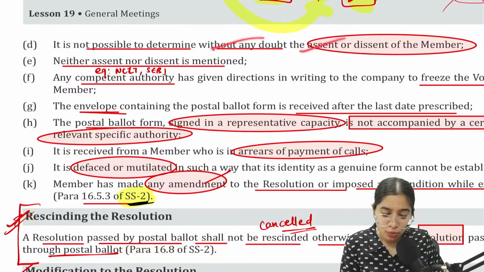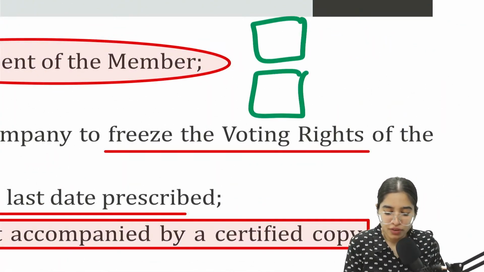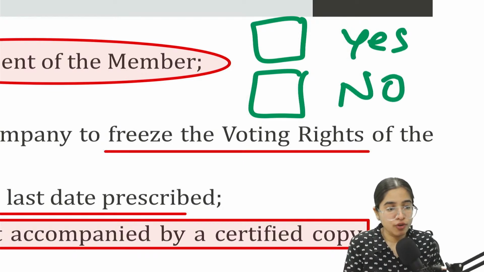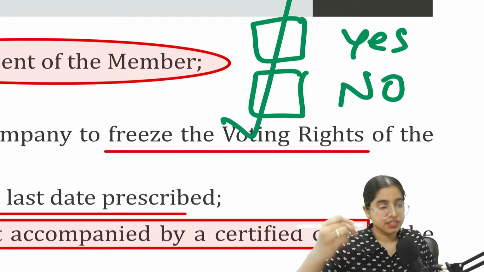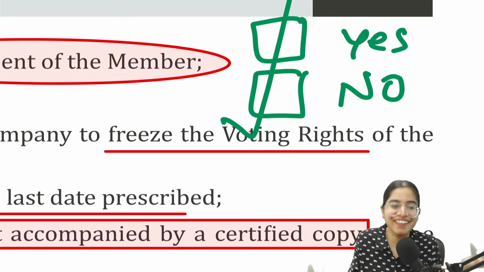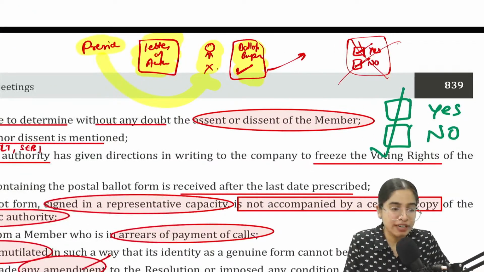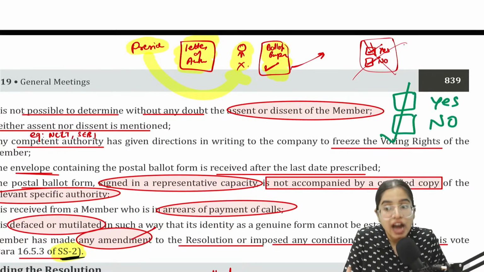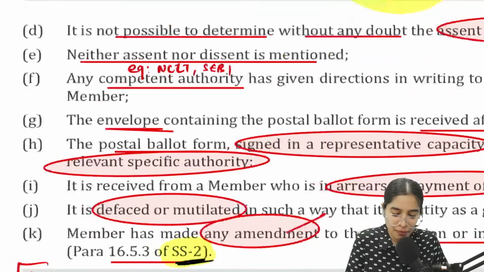If it is not able to determine whether you assented or dissented, let's say there was 2 box, box 1 and box 2. Box 1 was for yes and box 2 was for no. What you did? You did this. Is it possible to determine whether you are saying yes or whether you are saying no? ये क्या होता है? What is this? So if it is not able to determine that whether you are giving your assent, हाँ, or dissent, no, then your ballot paper will be invalid.